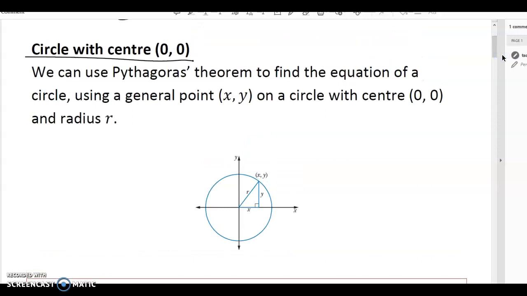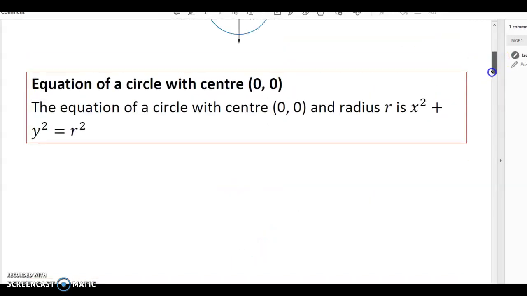Okay, so to find the formula for that, we can just use a general point on the circle and use Pythagoras' theorem. So we can see if we call that point x, y, the relationship between the three sides, x squared plus y squared equals r squared, and that gives us the set of coordinates as x and y change for the circle as it goes around.